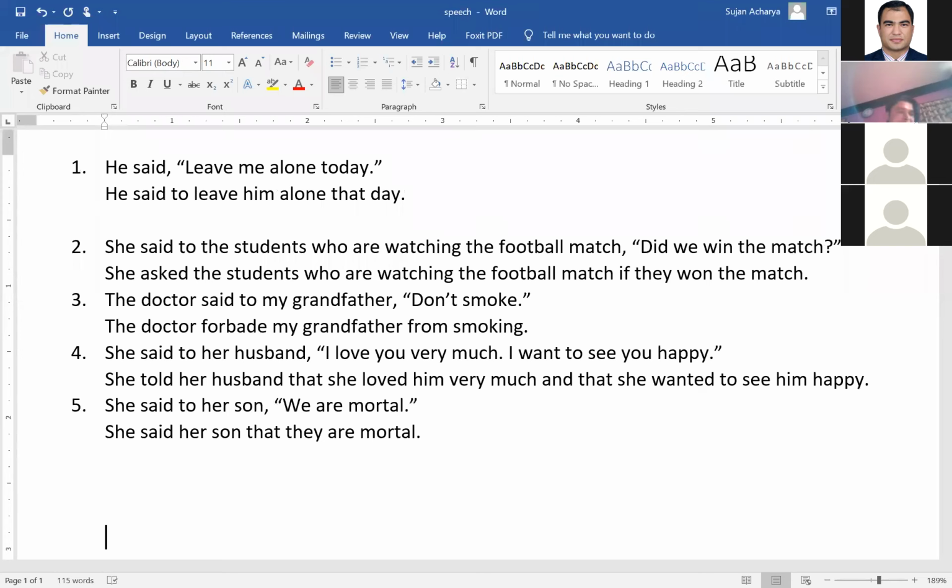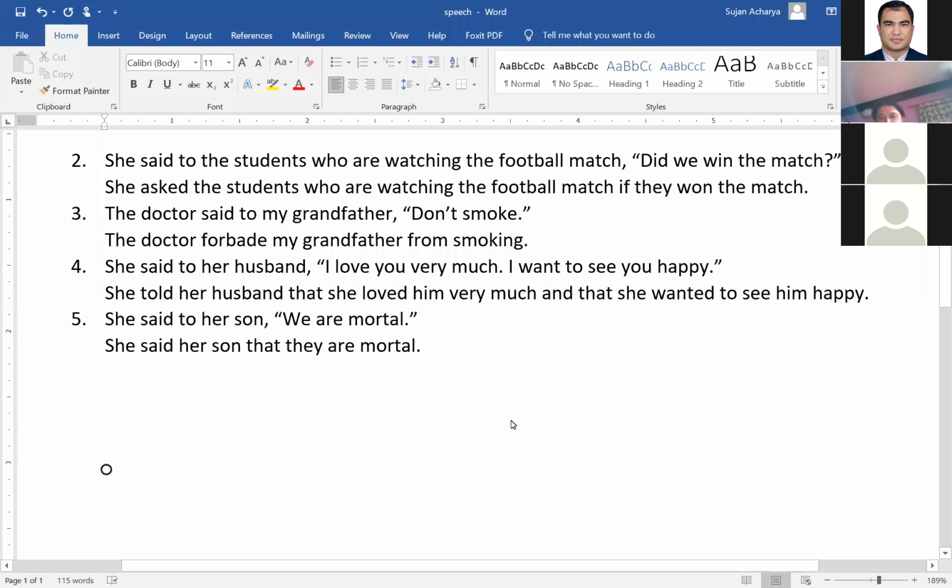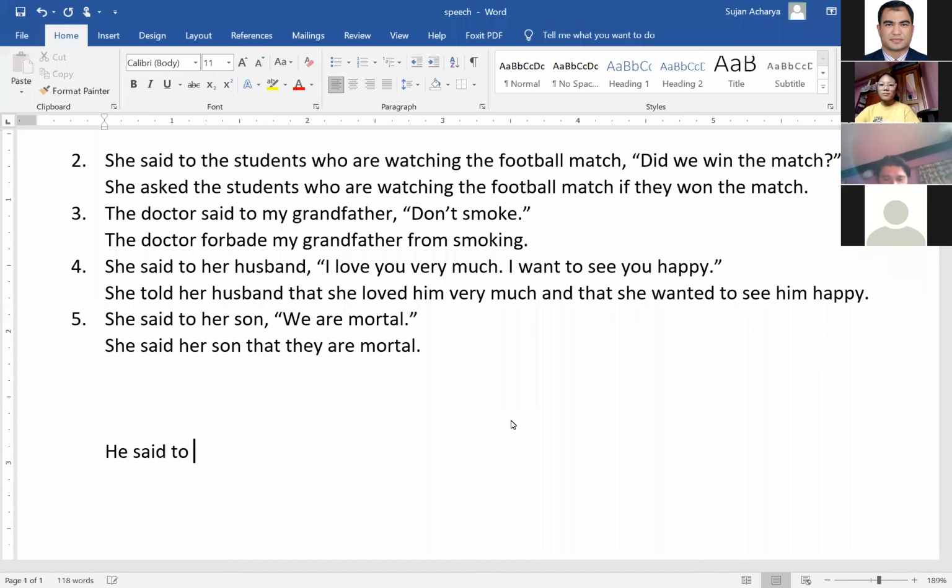Let's begin. We started with direct and indirect speech yesterday, so let's continue. Are you able to see the screen, the Word file? Yes, sir. I guess this is the same sentence that we started yesterday.